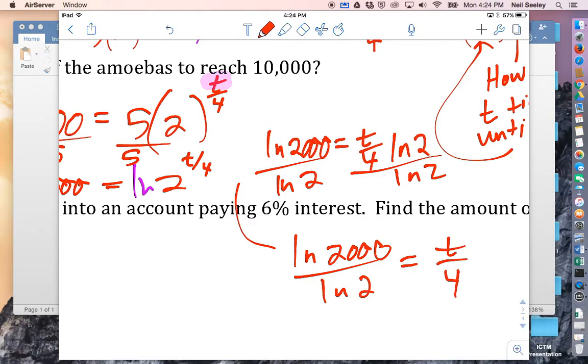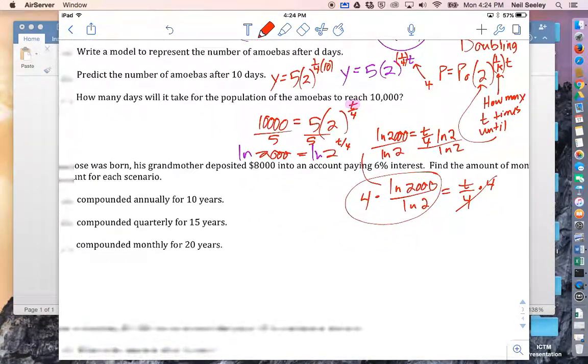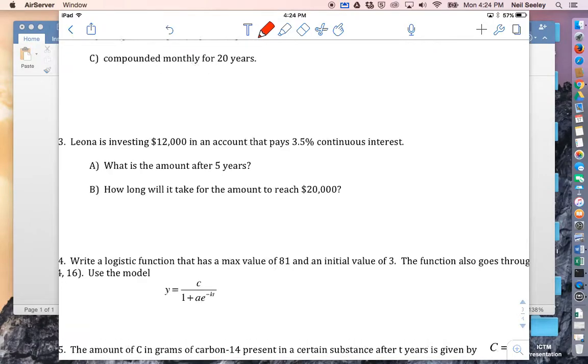The last step, multiply both sides by 4. And you are done. There is your result for t, because these will cancel. Put it in your calculator and roll. There you go. Continuous, I want to do one example of those, and then I'll just upload.